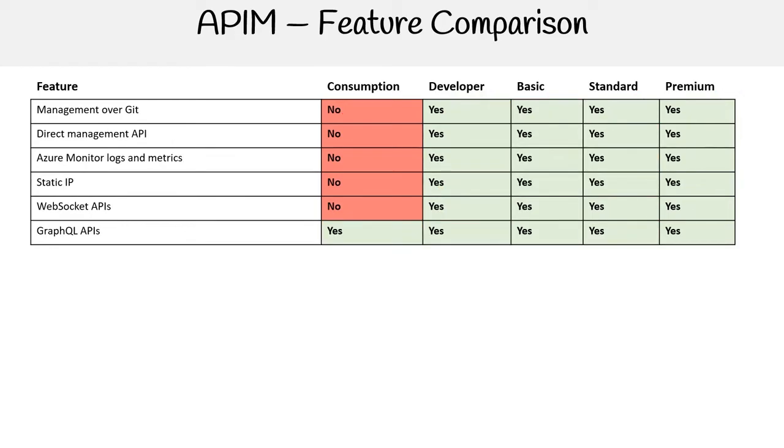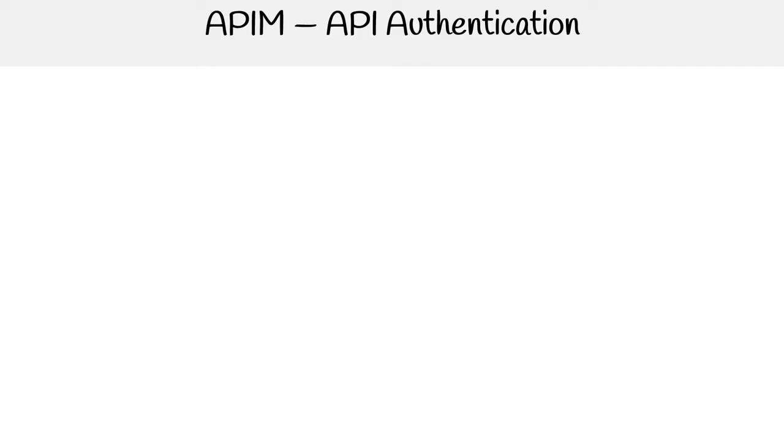So if you want management over Git, direct management API, Azure Monitor logs and metrics, static IP, or WebSockets API, you're not getting those in the consumption model. Now, GraphQL API is available for all of them. So there you go.